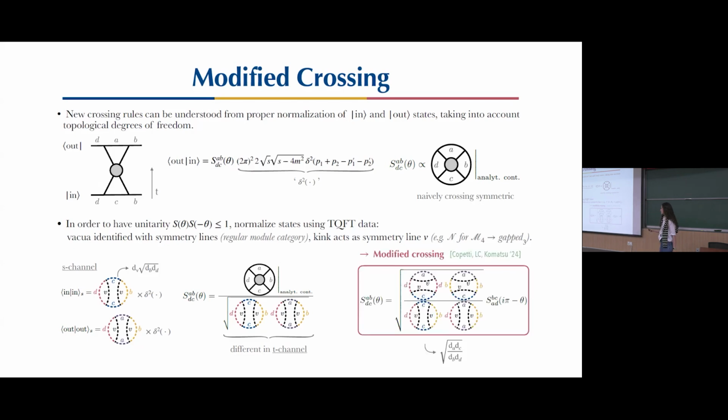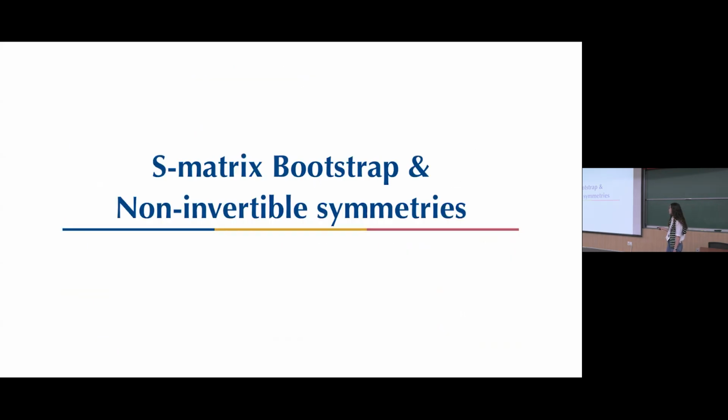And this is how you get this crossing modification of the amplitudes that is taking into account these non-trivial factors that you get from the TQFT in the IR. And you can see that this evaluates precisely to these quantum dimensions in the cases I mentioned earlier. So this is the physics argument for why this should be true in general. Now let's put it into practice and do some S-matrix bootstrap.